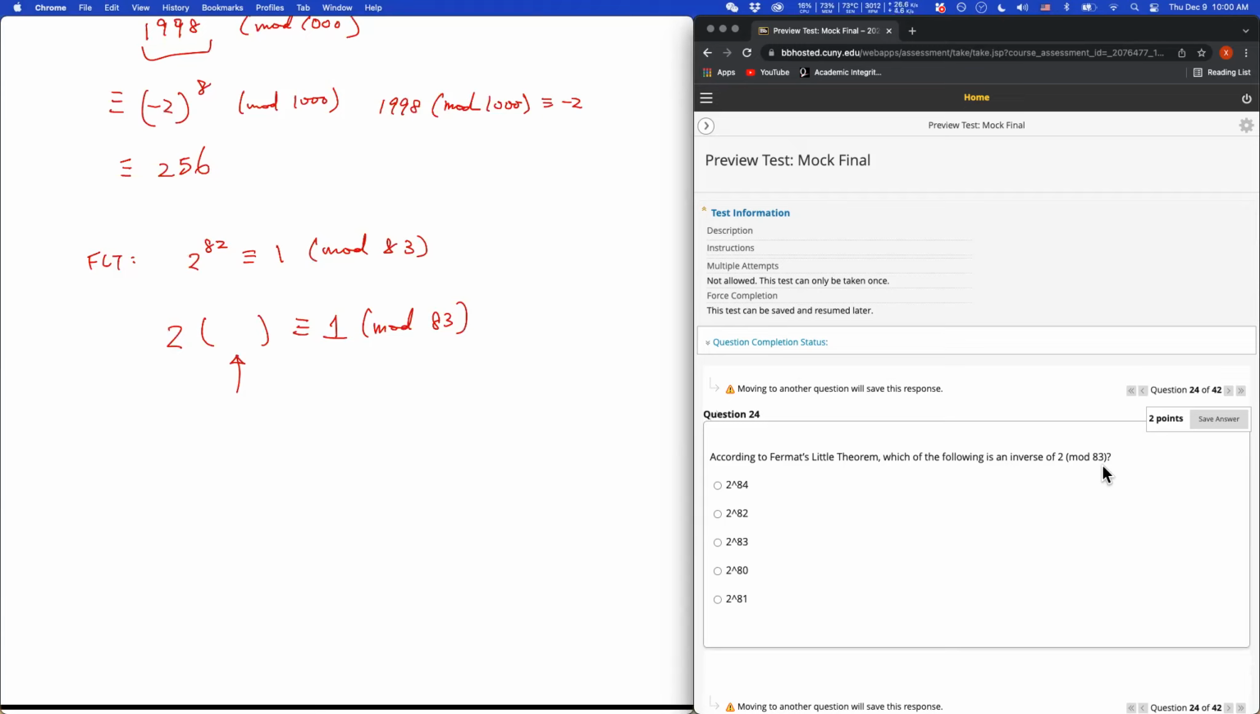Or since you already know 2 to the 82 is congruent to 1, then you can break it down. You can factor out a 2 from 2 to the 82. So here you will have 2 to the 81. Right, because 2 times 2 to the 81 is congruent to 1 according to Fermat's little theorem. And if it's congruent to 1, then you know the inverse of 2 is 2 to the 81. Any questions here?